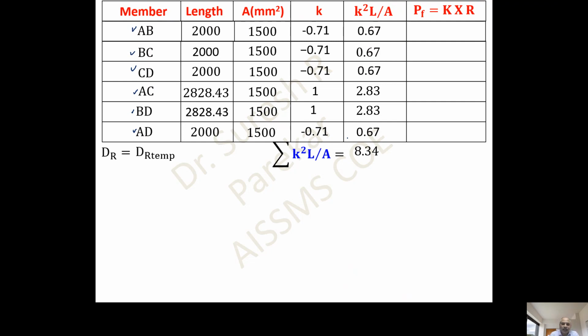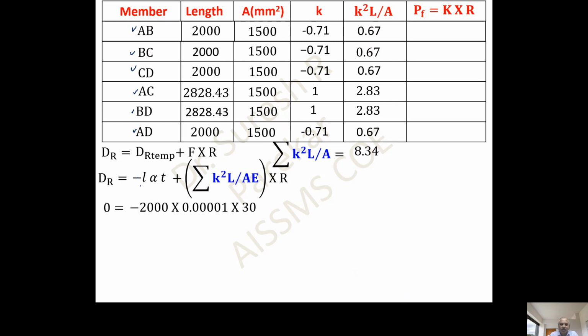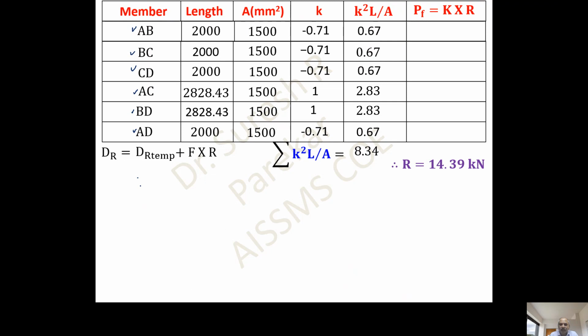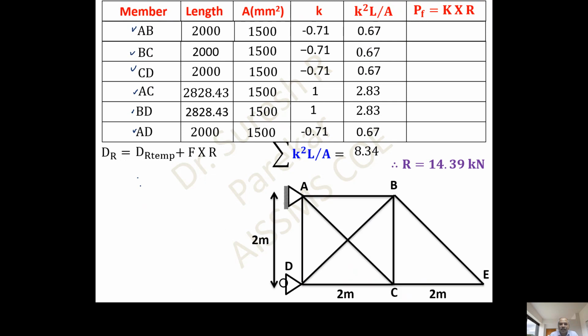Now we go to delta R equal to delta R temperature plus F into R, so we have minus L alpha T. The formula is L alpha T, but here there is a fall of temperature, so it will be a minus sign. If there is an increase in temperature, we have an increase in length, so plus. If there is a decrease in temperature, we have a decrease in length, so minus. Then plus summation K square L upon A into R. Substituting the values, we get R equal to 14.39 kilonewton, so knowing this we can find forces in all members.